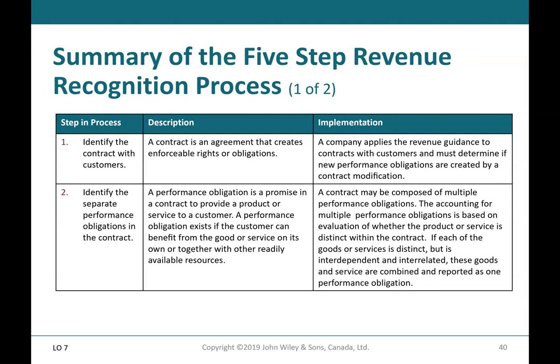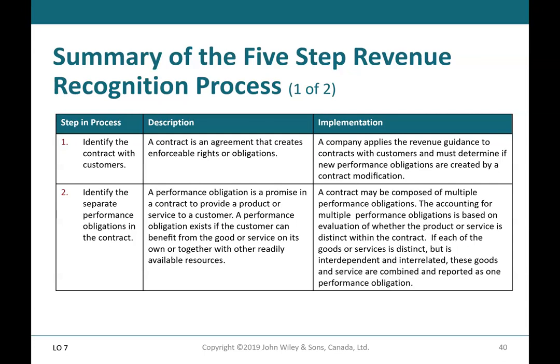Summary of the 5-step revenue recognition process, 1 of 2. Step and process 1: Identify the contract with customers. Description: A contract is an arrangement that creates enforceable rights or obligations. Implementation: A company applies the revenue guidance to contracts with customers and must determine if new performance obligations are created by a contract modification.